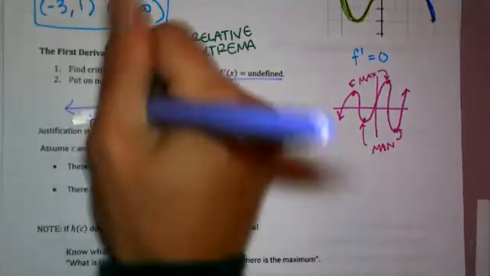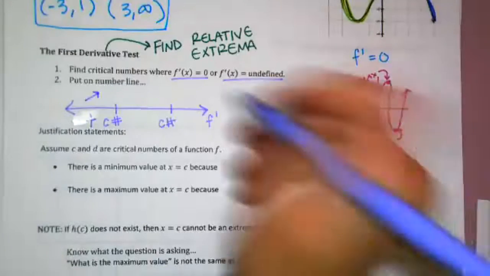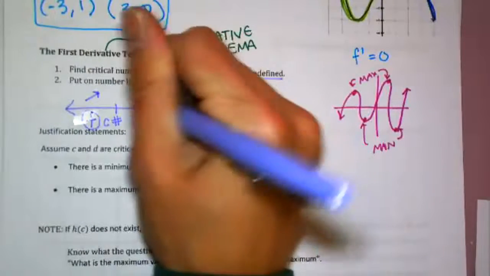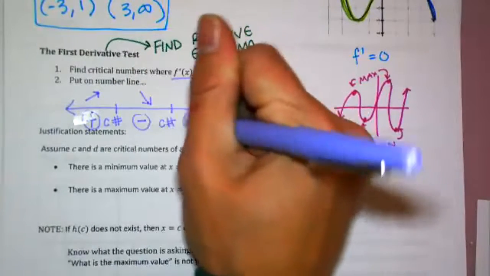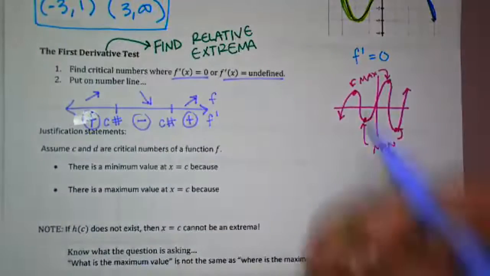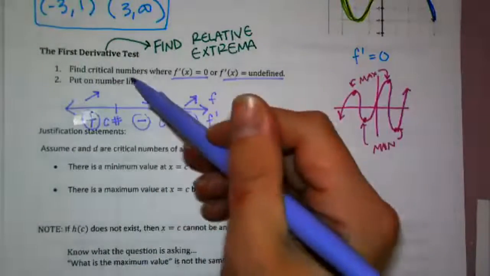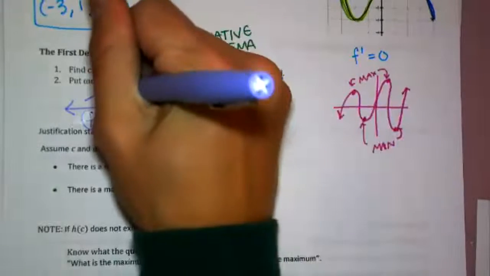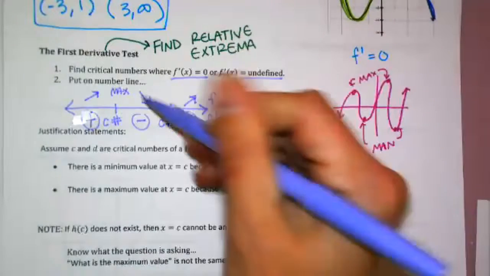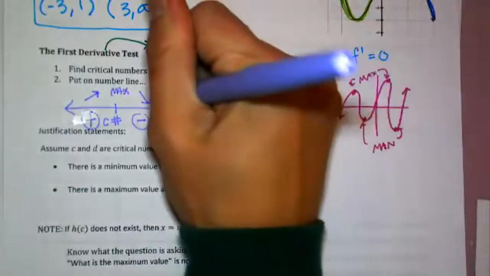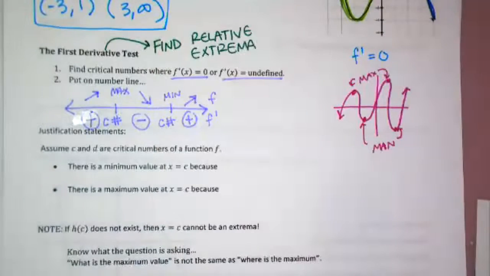All right, so if f prime is positive, my function is increasing, and if f prime is negative, my function is decreasing. And the reason why that is important is because if we go from increasing to decreasing at this critical number, that would be a max. And if you go from decreasing to increasing at that critical number, you have a min. So this is the exact same thing that's saying that.